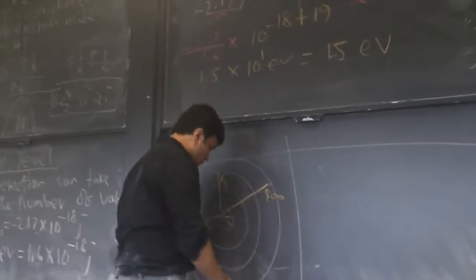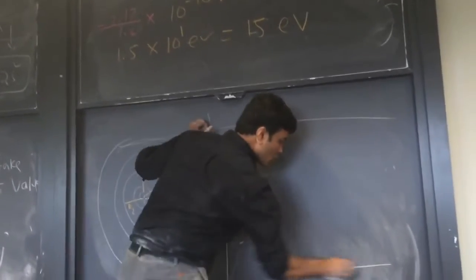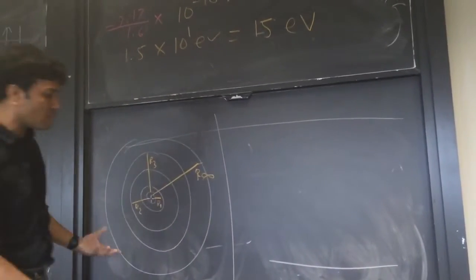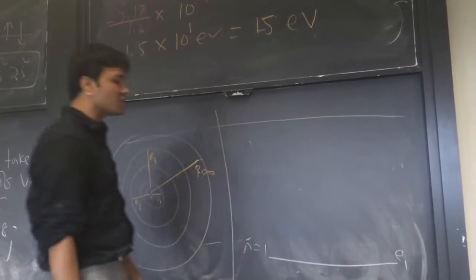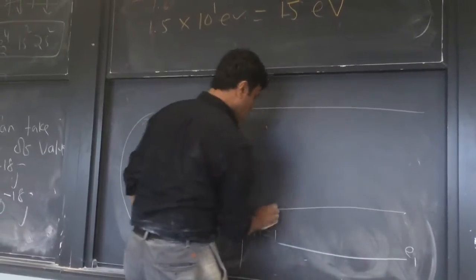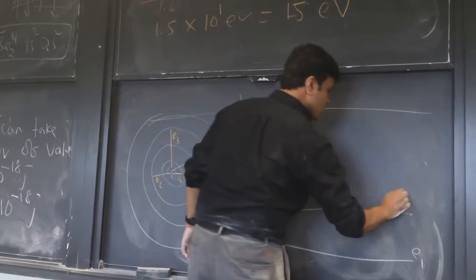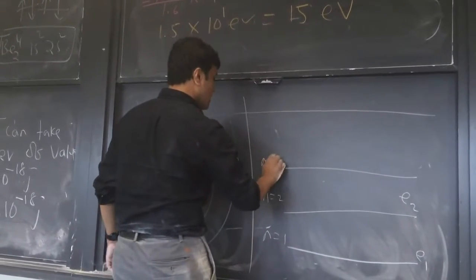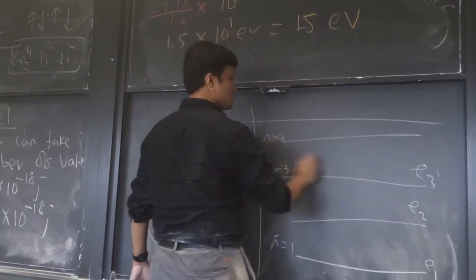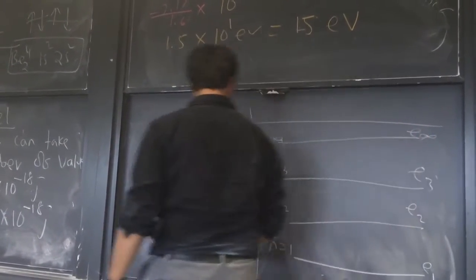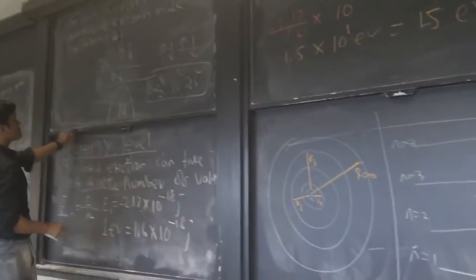Now we will look at another way to understand the same concept. We put the first orbital as n equal to 1, which represents energy level 1, then n equal to 2, which is energy level 2, n equal to 3, which is energy level 3, and n equal to infinity, which is energy level infinity.